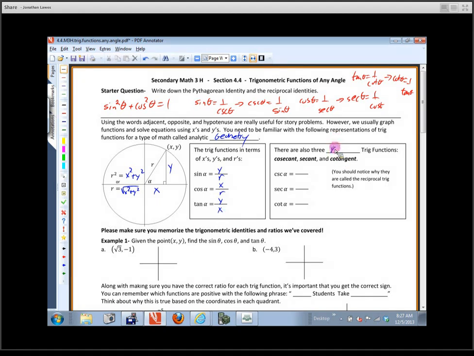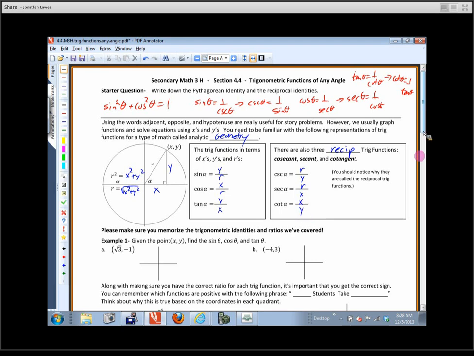So the reciprocal ones would be the reciprocal of each one of these. The cosecant is the reciprocal of the sine, so that's going to be r over y. If you know the radius and the y-coordinate, you just take the radius and put it over the y-coordinate. That's going to be the cosecant ratio. This is going to be r over x, again just the reciprocal. And this one is x over y for the cotangent of that angle. So we've still got those 6 trig functions, and these are still called the reciprocal ones.